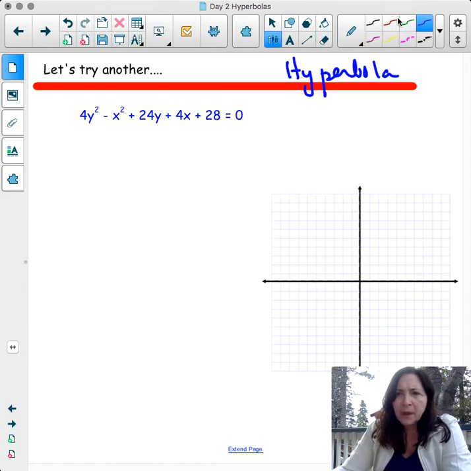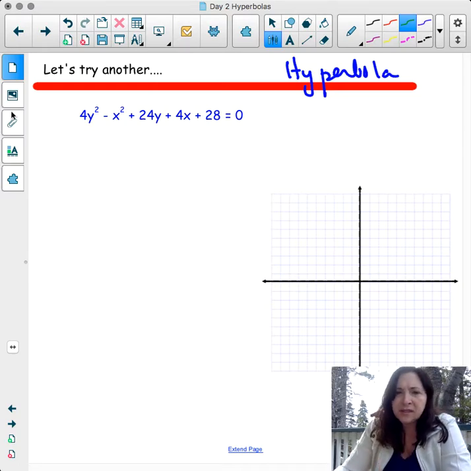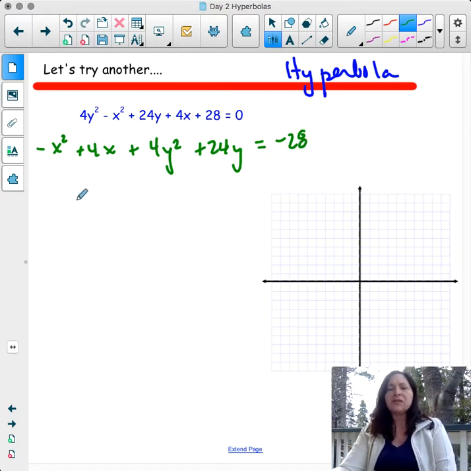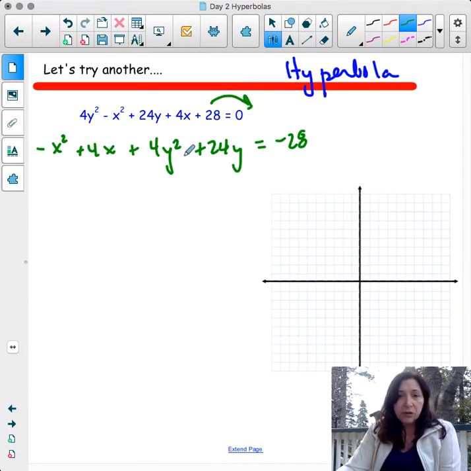I'm going to write this out with the x squareds first because that's how I like to write them. When you complete the square, you can do the y's first or the x's. So we're going to go negative x squared plus 4x, and then plus 4y squared plus 24y is equal to negative 28. So what I've done is I've grouped my x's and I've grouped my y's, and I moved this 28 to the other side, because when you complete the square, this value is not necessary to be next to where we're at.